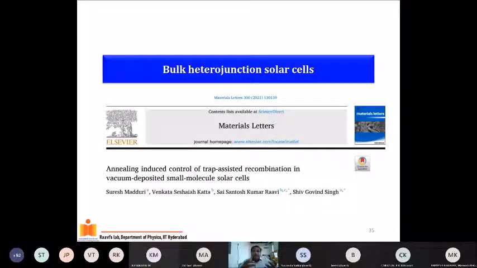By annealing it. We try to heat up the active layer to a temperature slightly below the glass transition temperature of the material. In the molten state, the molecules start rearranging themselves so that they form a better nanomorphology, and that would eventually lead to better charge transfer.